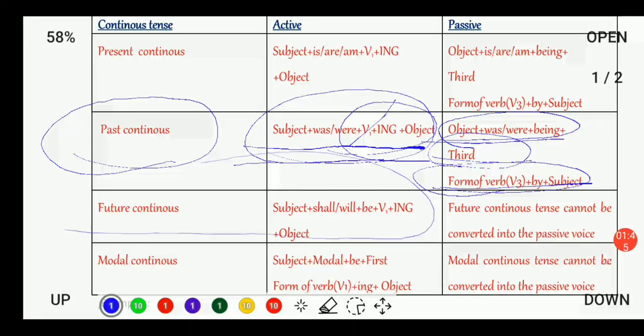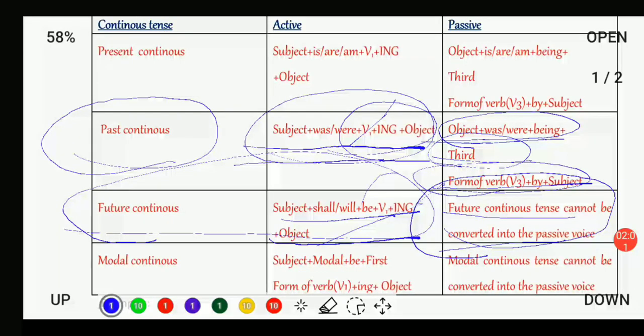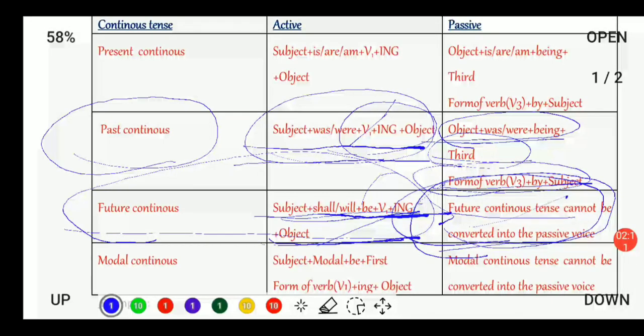Now similarly in the future continuous tense, what will be the formula in the active form? Subject plus shall/will plus be plus first form of verb in the ing form plus object. But the basic rule for future continuous tense is that it can't be converted into the passive voice, because here the word be is written. So subject plus shall/will plus be plus first form of verb plus ing plus object cannot be converted into the passive voice.